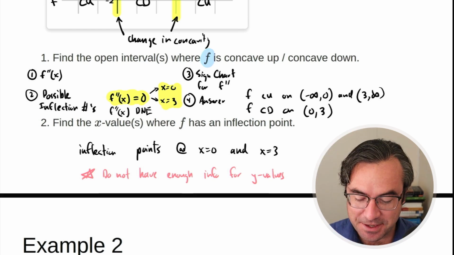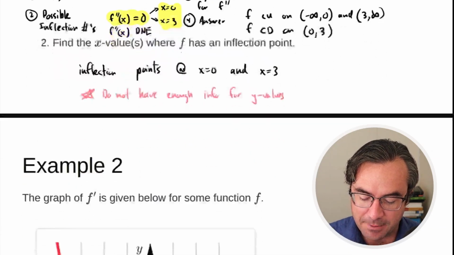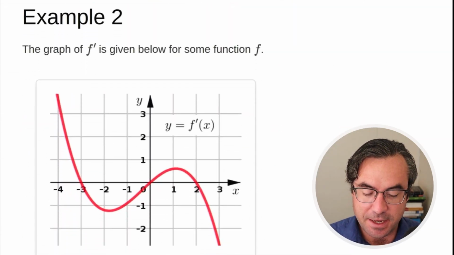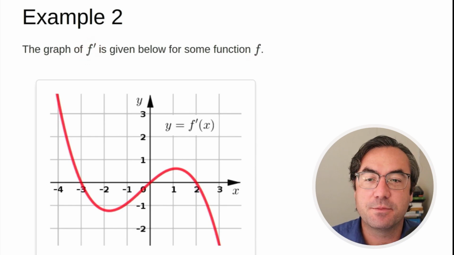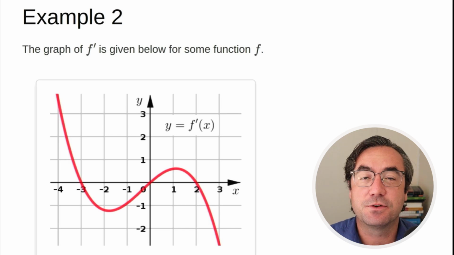All right, so I think that's a good breaking point. And what we'll start to look at in class is, if we're given the graph of f prime, how do we recover information about our original function f?